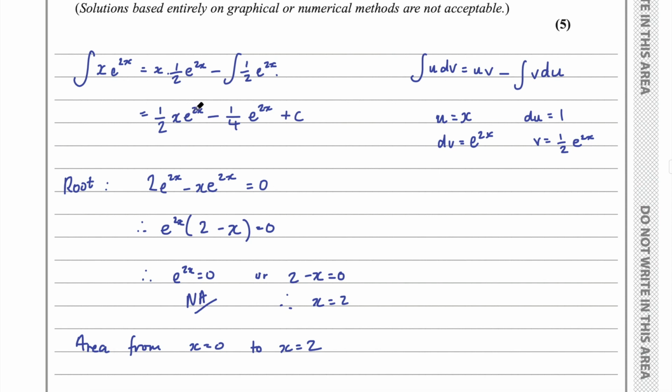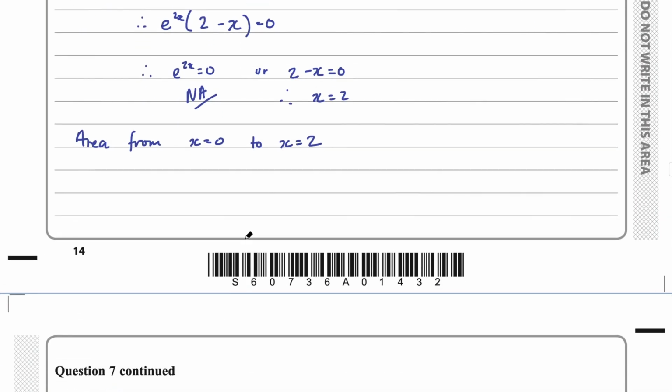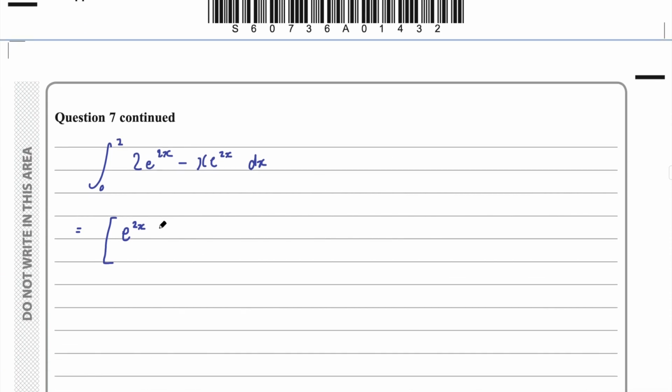So we've got half x e to the 2x, take a quarter e to the 2x. So let's put that in now, and we have to introduce that negative back, as I said. So this is going to be a half x e to the 2x, take a quarter e to the 2x. Okay, and that's from 0 to 2.